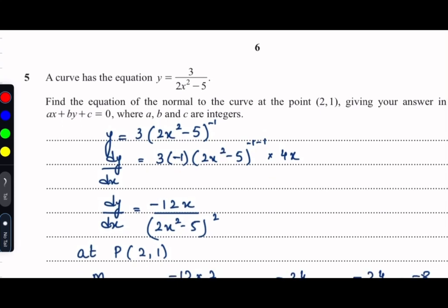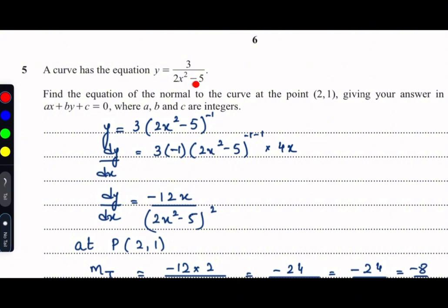Question 5. It says a curve has equation y equals 3 over (2x square minus 5). Find the equation of the normal to the curve at the point (2, 1). So for the normal to the curve, I should have my gradient value for the tangent, and then take the negative inverse of the tangent gradient to get the gradient of the normal. That is because we know that gradient of tangent into gradient of normal, the product of two gradients, equals -1. So y equals 3 times (2x square minus 5) to the power minus 1. I've taken the whole denominator to the numerator and given it a power of -1.